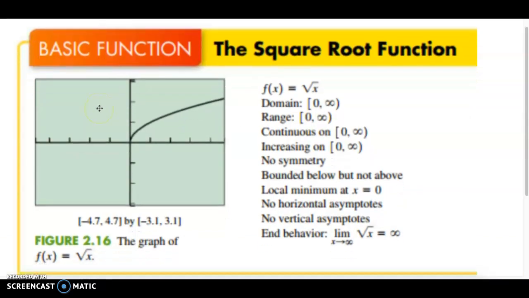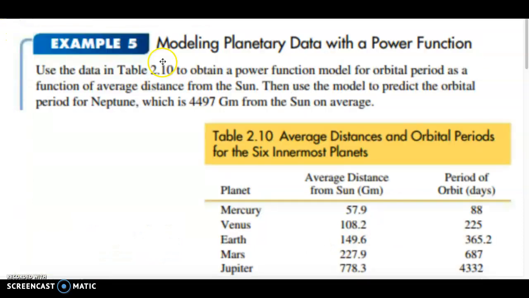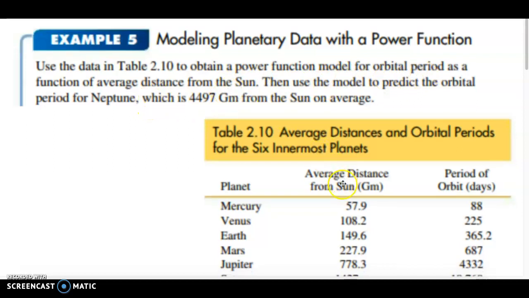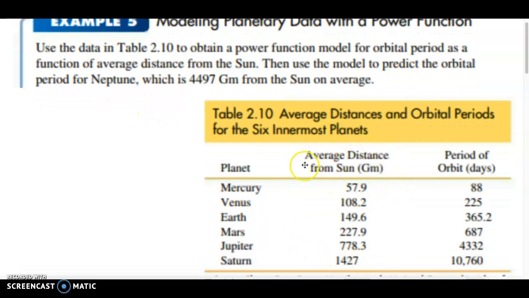This slide right here just gives us all the attributes of the square root function. And then in our last example, we are going to use some data to create a power function model. In this case, it is orbital period as a function of distance from the sun. So we have distance from the sun as our x value and our orbital period as our y value.